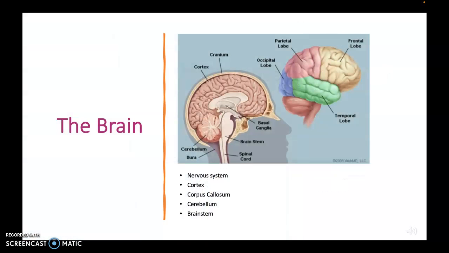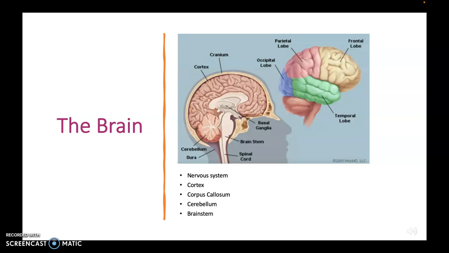In order to understand how drugs affect our brain, we need to understand the brain. Our nervous system and brain are the controls of our body. The brain is made up of billions of nerve cells known as neurons. The brain includes the cortex, which is the front portion and uppermost portion of the brain. It is divided into two halves, which are known as hemispheres.